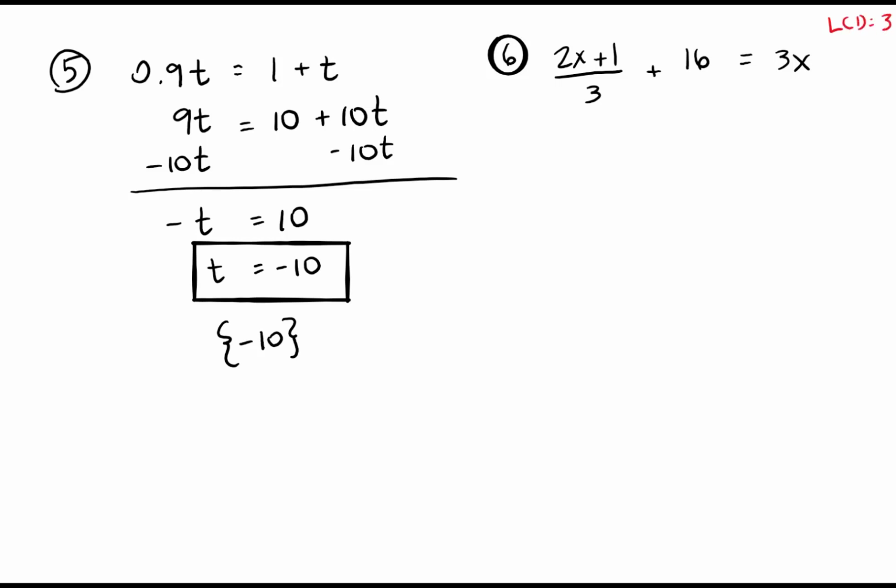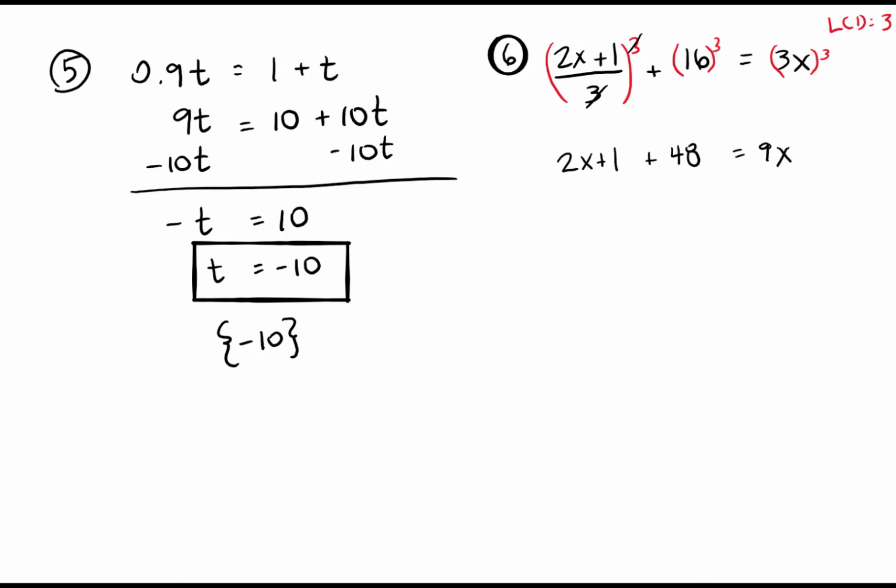And our LCD in this case is 3. However, you notice that there's only one time that we have a fraction. We still want to multiply all the terms by that LCD. So this one, the LCDs will cancel out, or the fraction will cancel out. So I end up with 2x plus 1, and then plus 48 is equal to 9x.